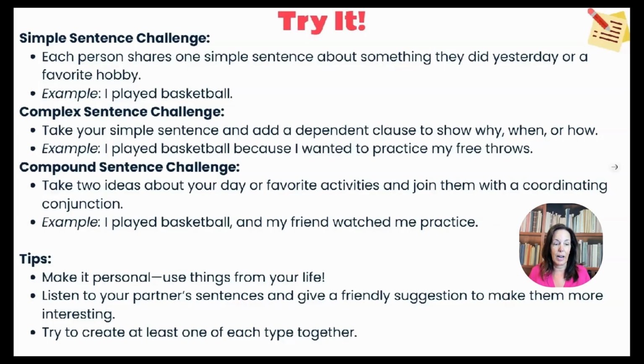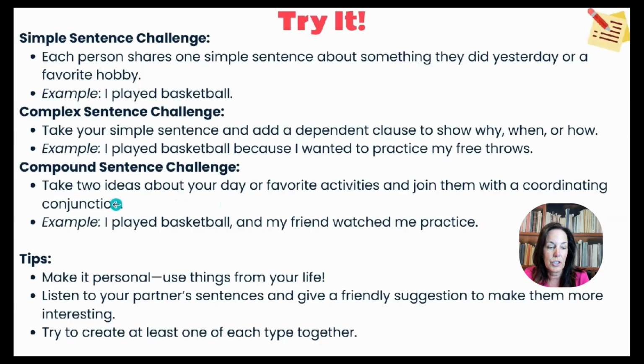Okay, now you're going to try it. You're going to turn and talk. Each person shares one simple sentence about something they did yesterday or about a favorite hobby. So, for example, I played basketball. Complex sentence challenge. Take your simple sentence and add a dependent clause to show why, when, or how. I played basketball because I wanted to practice my free throws.